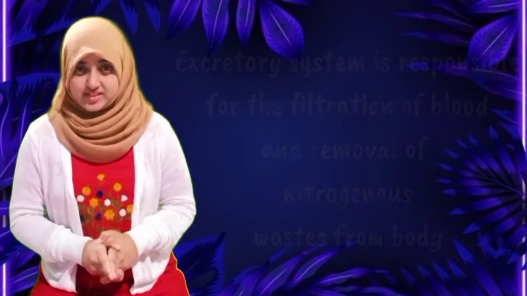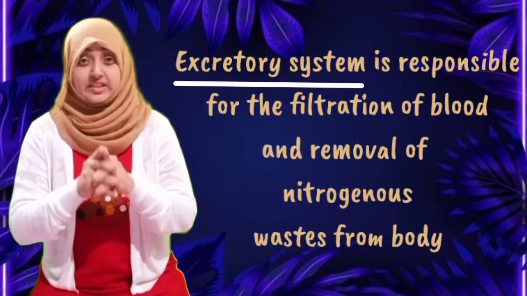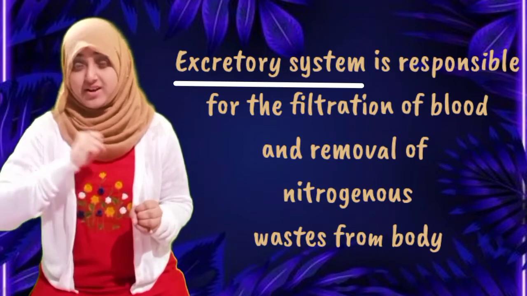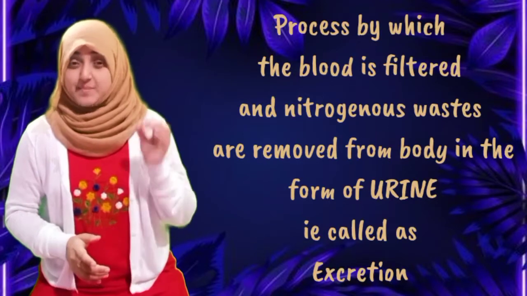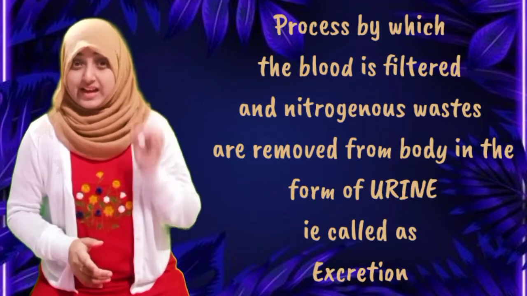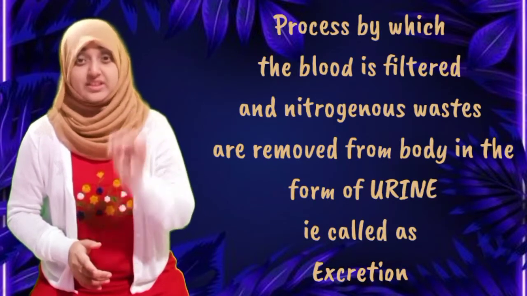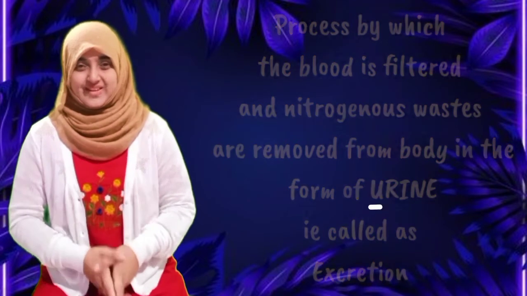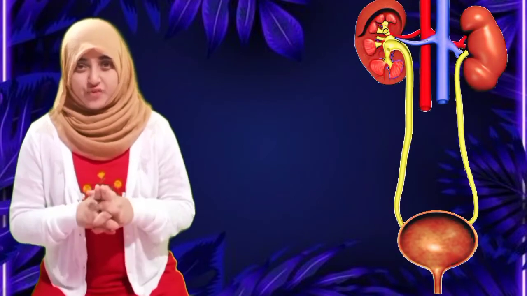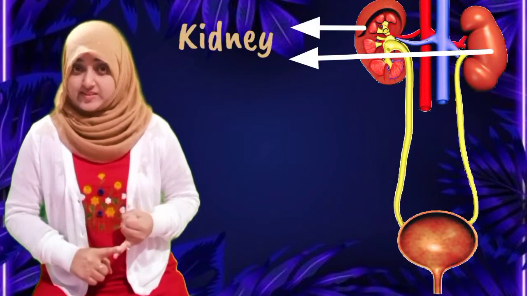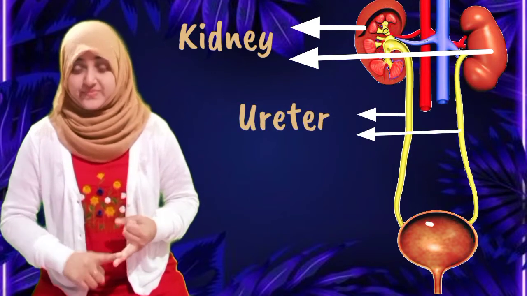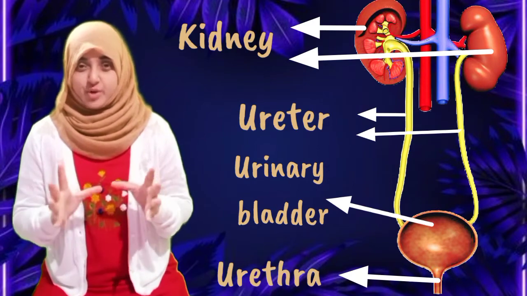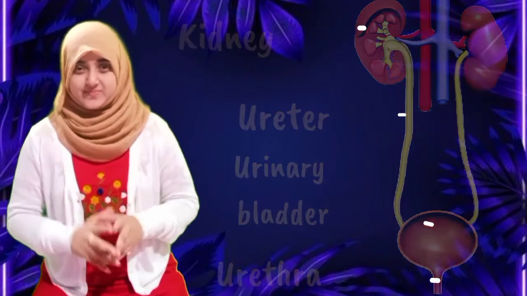So this excretory system is responsible for the filtration of blood and removal of the nitrogenous wastes from our body. And the process by which the blood is filtered and nitrogenous wastes are removed in the form of urine is called excretion. So the excretory system of humans includes a pair of kidneys, a pair of ureters, a urinary bladder, and urethra. Together, they form the excretory system in humans.